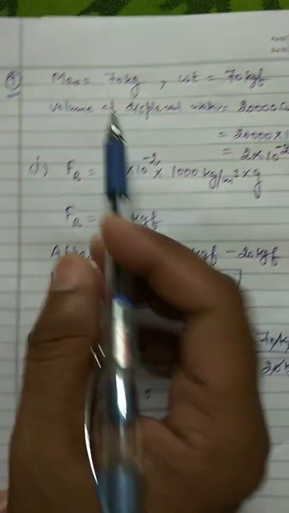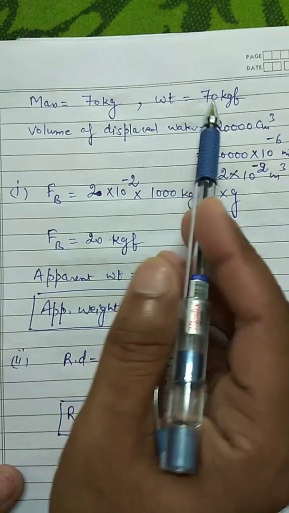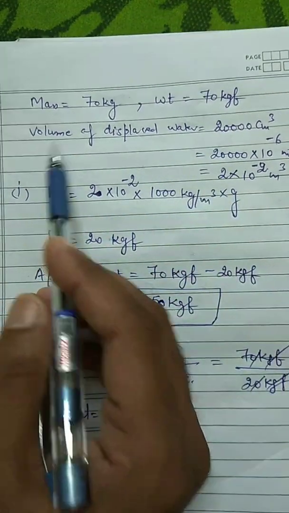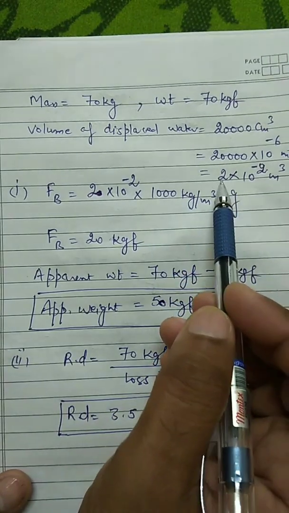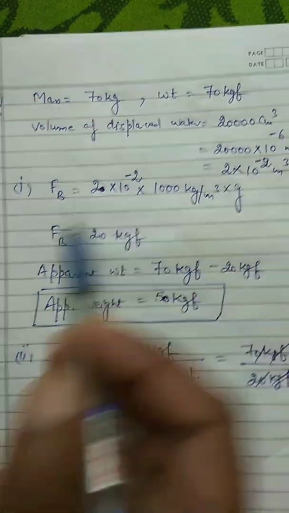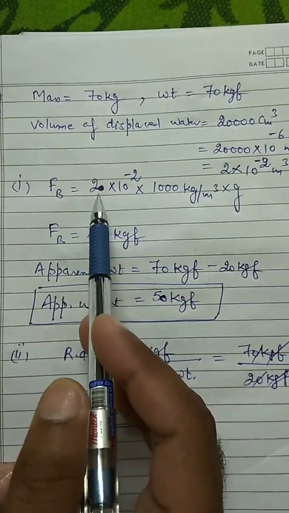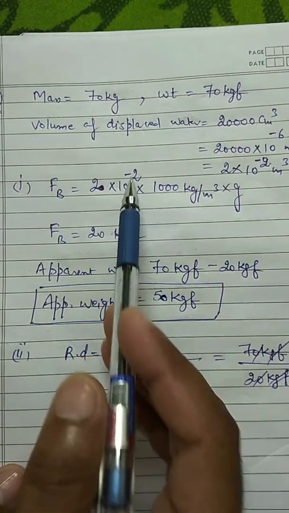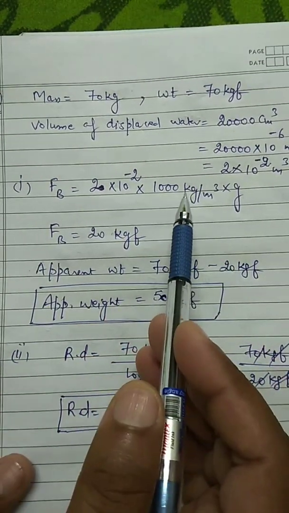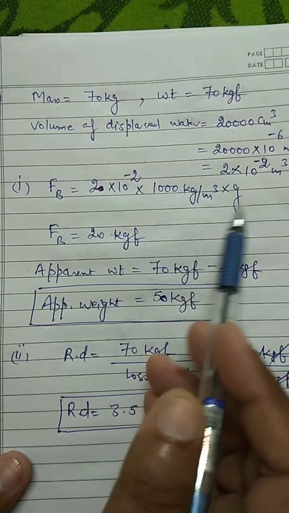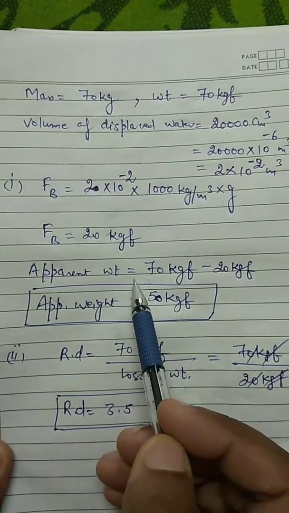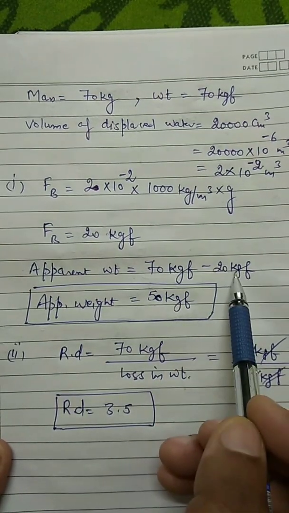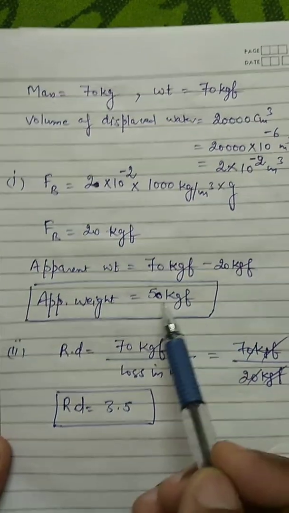Ninth numerical, mass is 70 kg, so weight is 70 kgf in air. Volume of displaced water is 20,000 centimeter cube. If you convert into meter cube, that is 2 into 10 to the power minus 2 meter cube. Upthrust is V rho g, that is 2 into 10 to the power minus 2 into density of water 1000 kilogram per meter cube into g, which is 20 kgf. Apparent weight is actual weight minus upthrust, 70 kgf minus 20 kgf, that is 50 kgf.